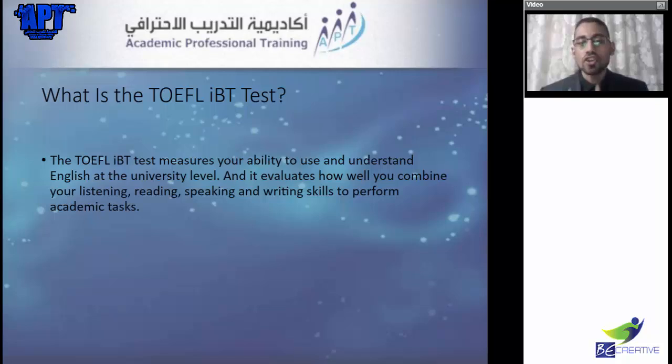It measures your ability and your performance in writing, speaking, reading, and listening. So these are the four categories in the TOEFL iBT: reading, speaking, listening, and writing. We have academic tasks, and you need to perform well in them to prove how good you are. Okay, now let's go next.